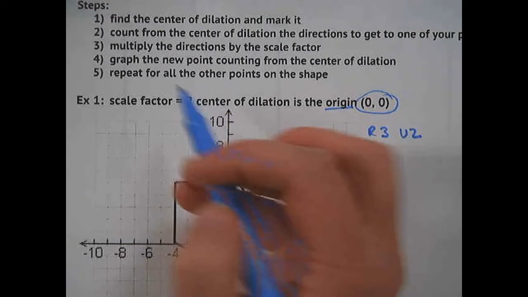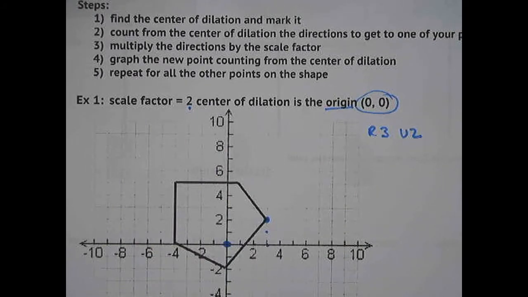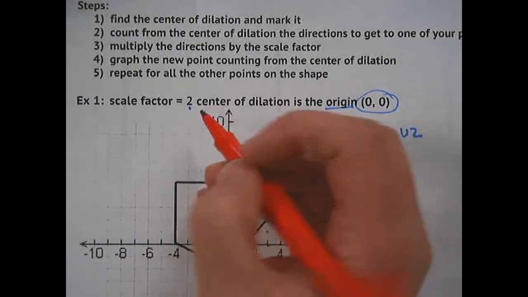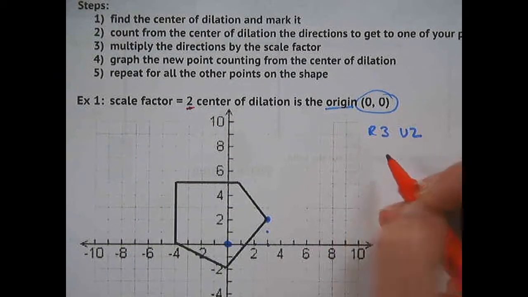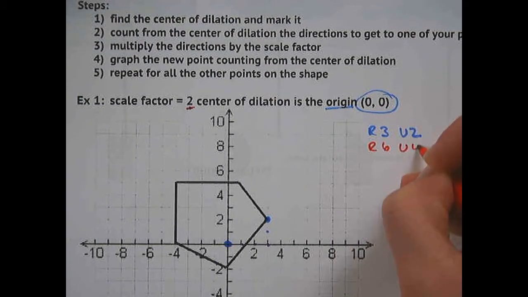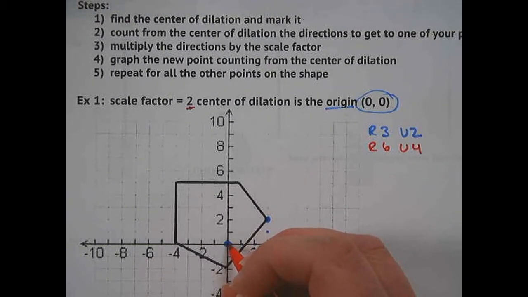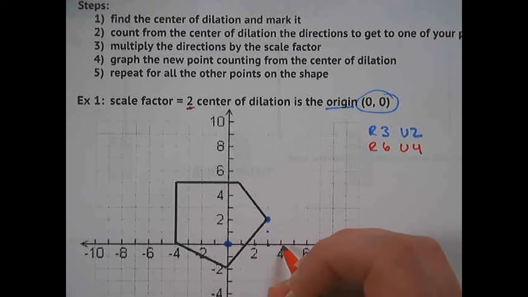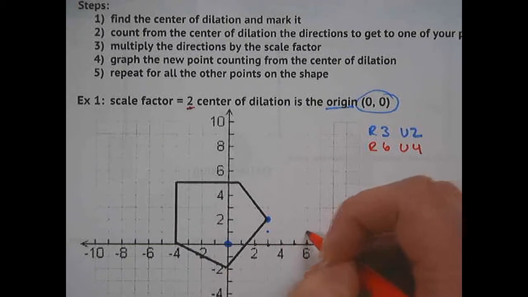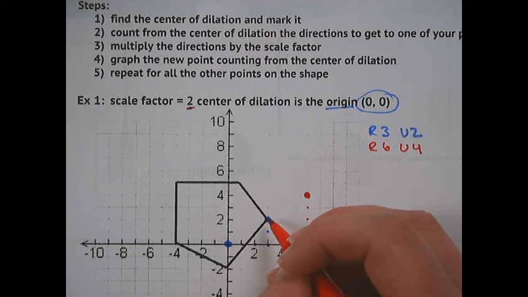Step 3 is to multiply the directions by the scale factor. So my new, dilated instructions are going to be multiplying by 2. Instead of right 3, I'm going to go right 6. Instead of up 2, I'm going to go up 4. From the origin, because we always start at our center of dilation, I'm going to go right 1, 2, 3, 4, 5, 6, and up 1, 2, 3, 4. And that's where my new point is. So instead of this point, it's going to be over here.